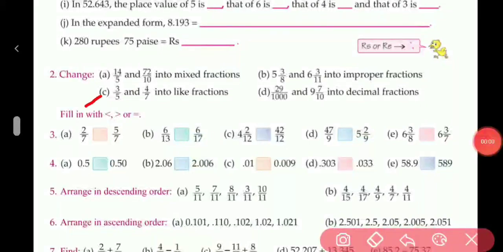In C part, 3 upon 5 and 4 upon 7 into like fractions. Like fractions are those fractions which have the same denominator.